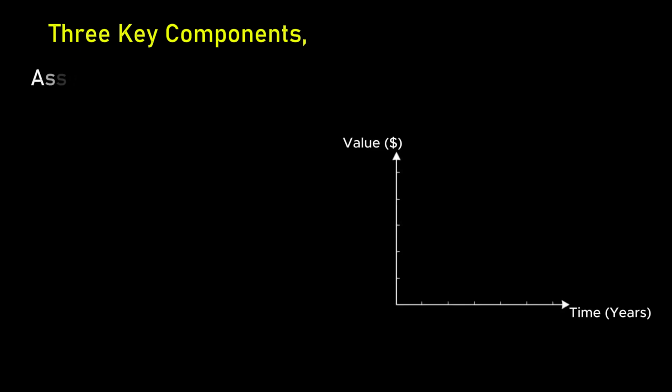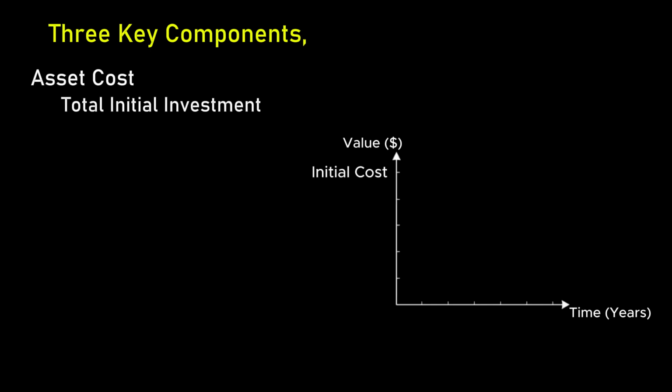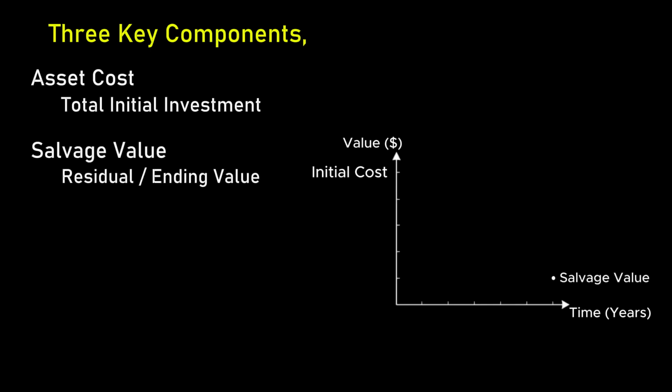First, we have the asset cost. This is the total amount paid to acquire the asset, including shipping and installation. Next is the salvage value, sometimes called residual value. This is the estimated amount the asset will be worth at the end of its useful life.